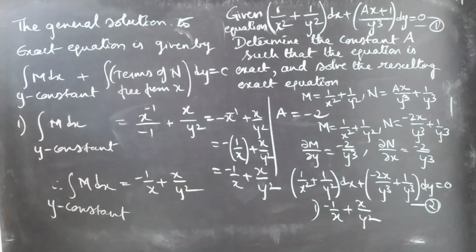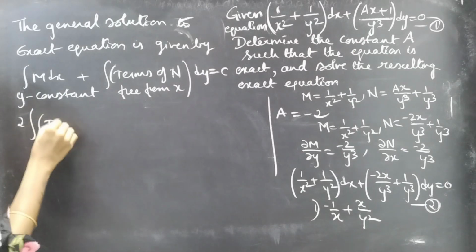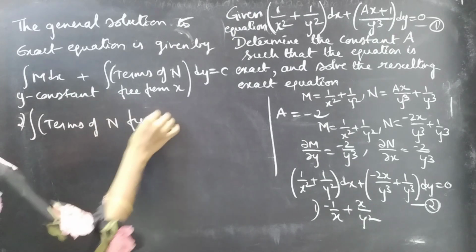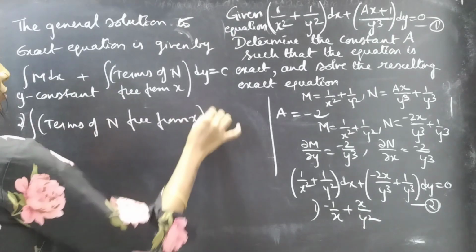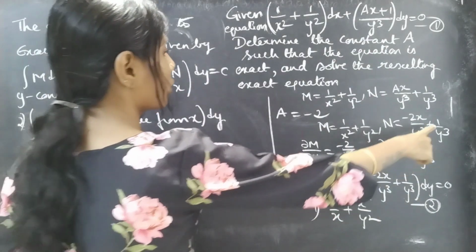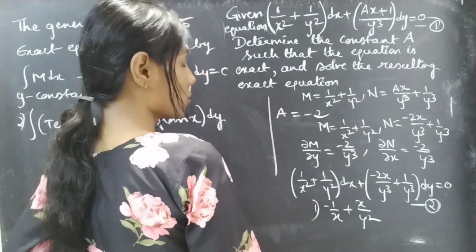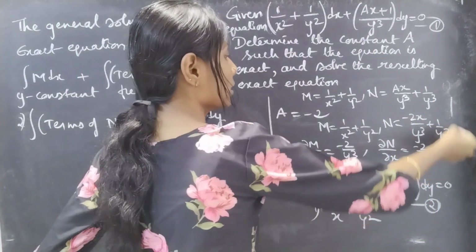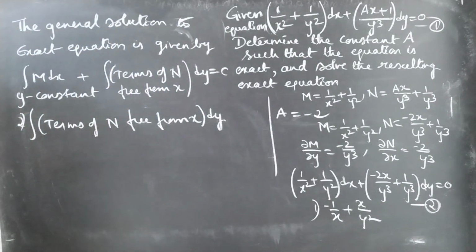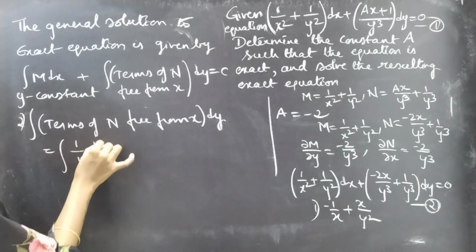Now coming to the second integral. We integrate the terms of N that are free from x, with respect to dy. We have N, which is minus 2x/y³ plus 1/y³. In the first term we have x, so we should not take this one, and in the second term we have 1/y³, which is free from x. So we'll have 1/y³ here.